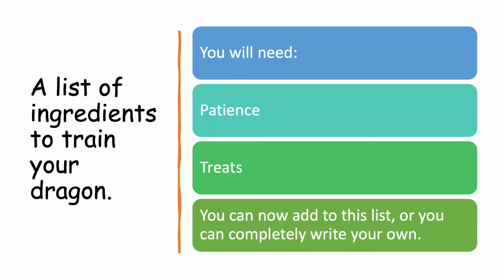Okay, so my list of ingredients to train your dragon, and I've got "you will need". And after "you will need" you put a colon, okay, because it's the start of a list. And I've got patience, treats. What else do you think you would need on your list? So you can use my patience and treats and then see if you can write your own list. So a subheading, ingredients, and then "you will need", colon, and then your own list. So pause the video now.